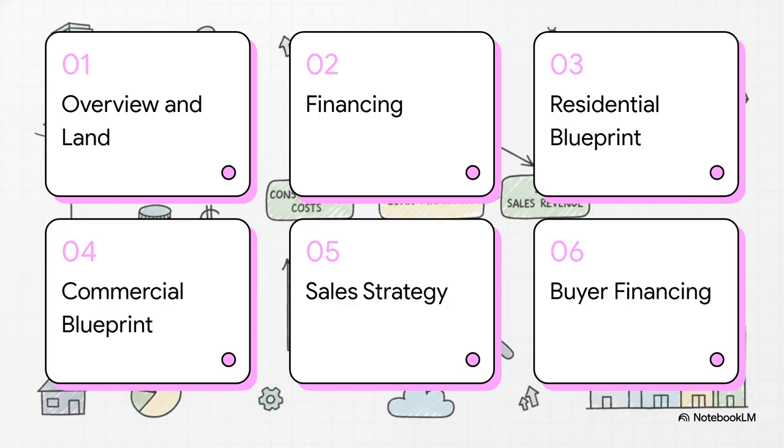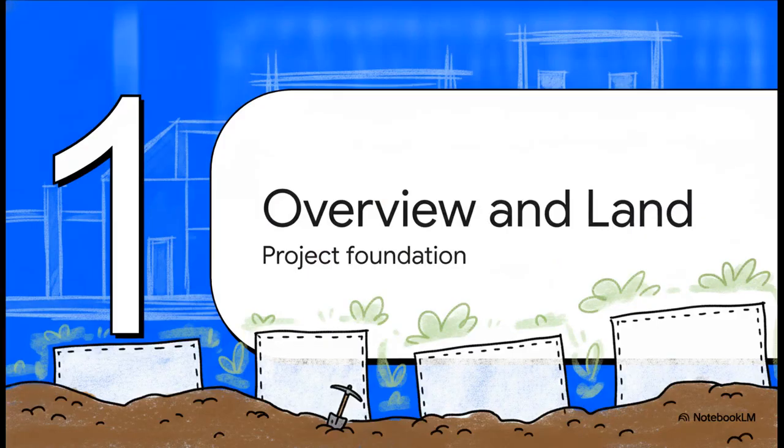We're going to structure our approach exactly like the tabs in a professional financial analyst's model. So we'll start with the project overview and land, move into financing the development, build out our residential and commercial blueprints, map our sales strategy, and finish up with buyer financing and revenue. Okay, let's jump right into Section 1, Project Overview and Land.